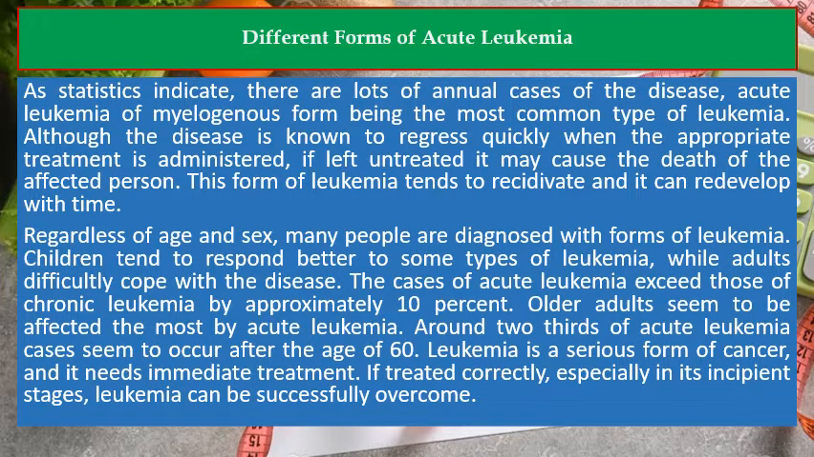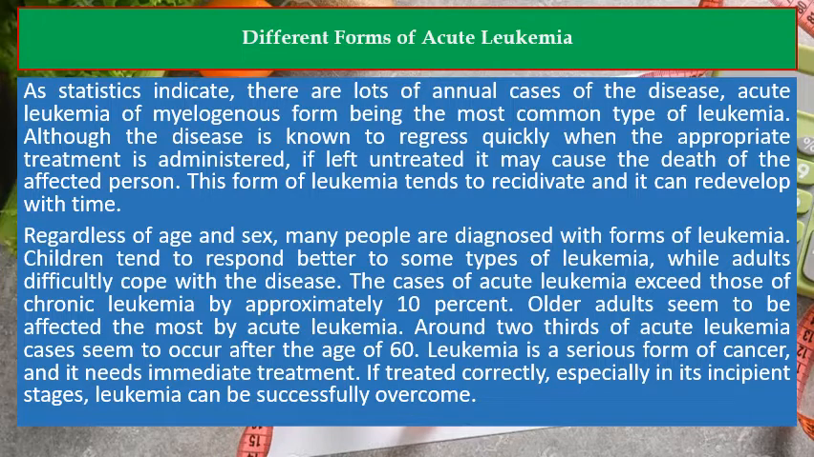Regardless of age and sex, many people are diagnosed with forms of leukemia. Children tend to respond better to some types of leukemia, while adults have difficulty coping with the disease. The cases of acute leukemia exceed those of chronic leukemia by approximately 10%. Older adults seem to be affected the most by acute leukemia. Around 2/3 of acute leukemia cases seem to occur after the age of 60.